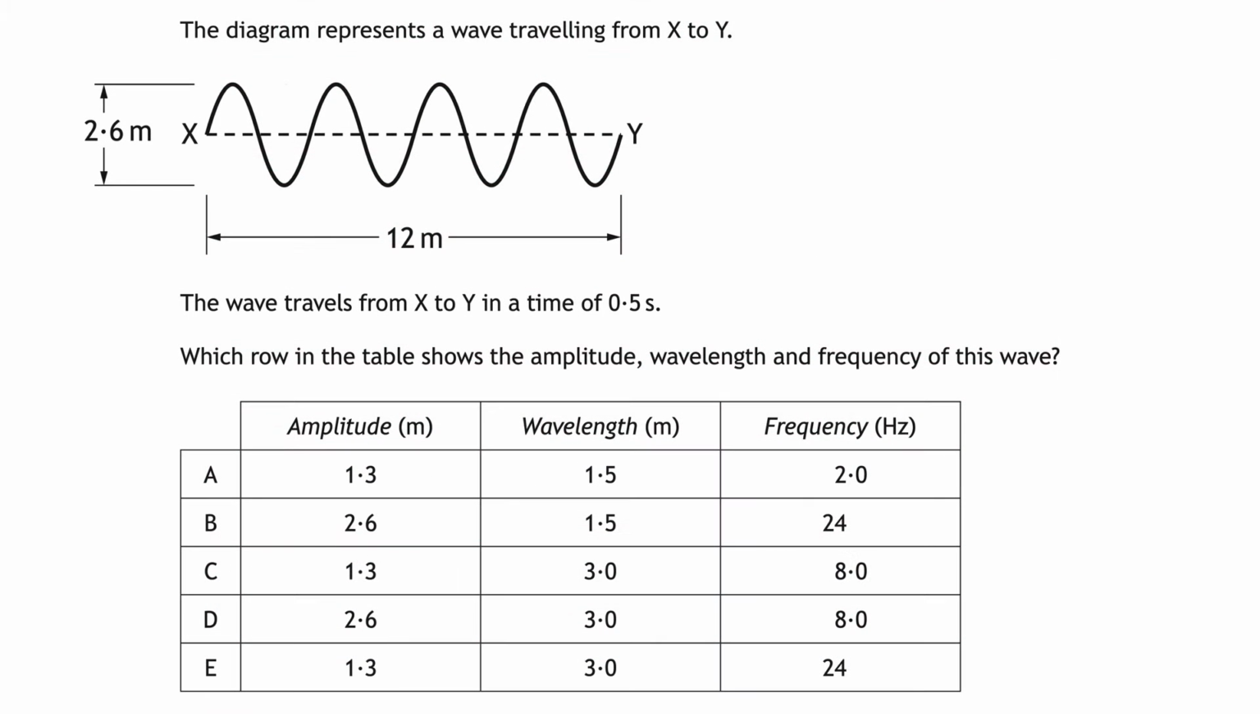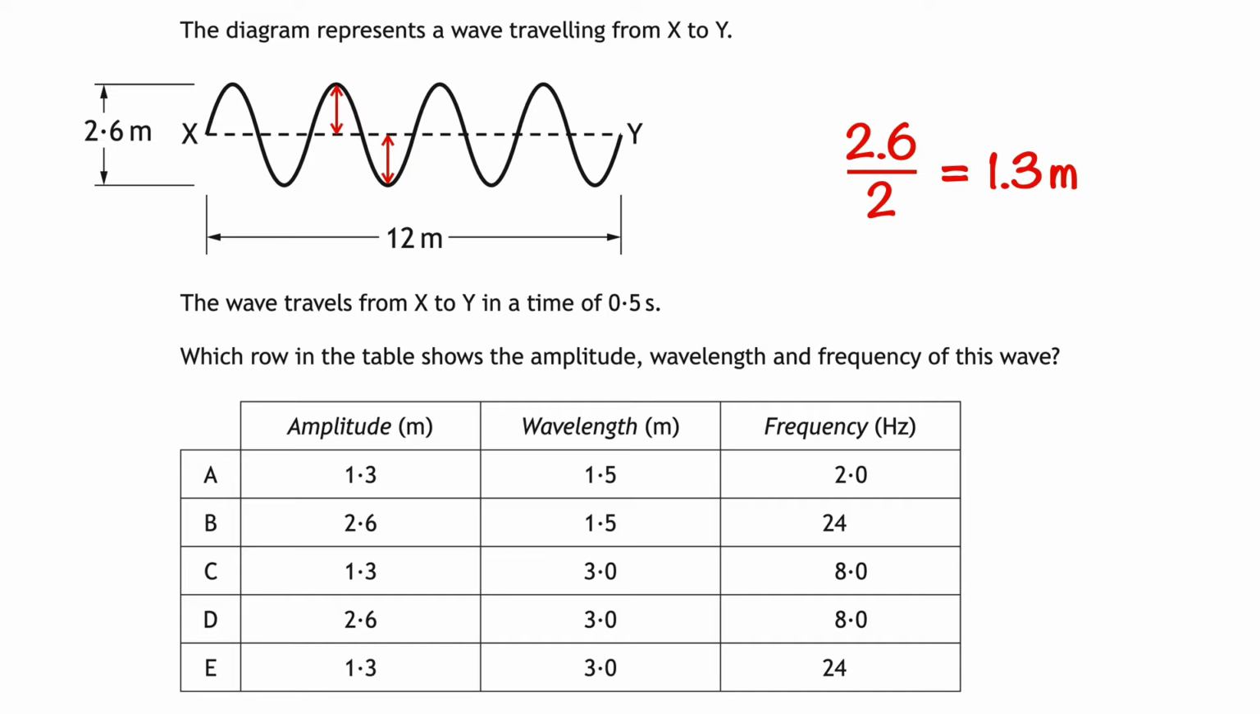The diagram represents a wave travelling from x to y. The wave travels from x to y in a time of 0.5 seconds. Which row in the table shows the amplitude, wavelength and frequency of this wave? So we'll start with amplitude, which, looking at the diagram, can be measured from the central line to the crest. That's the highest point in the wave. Or from the central line to the trough, the lowest point in the wave. Either way, the amplitude here will be 2.6 divided by 2, which is 1.3 metres.